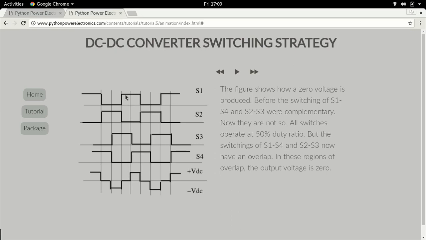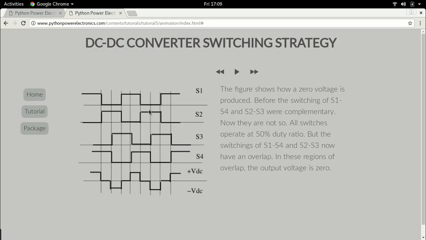Now, supposing for example, S4 is not on during the entire period when S1 is on. So during this part, S4 is off. S1 is on, but S4 is off. So therefore, one switch will not do. The result is the output voltage is 0.